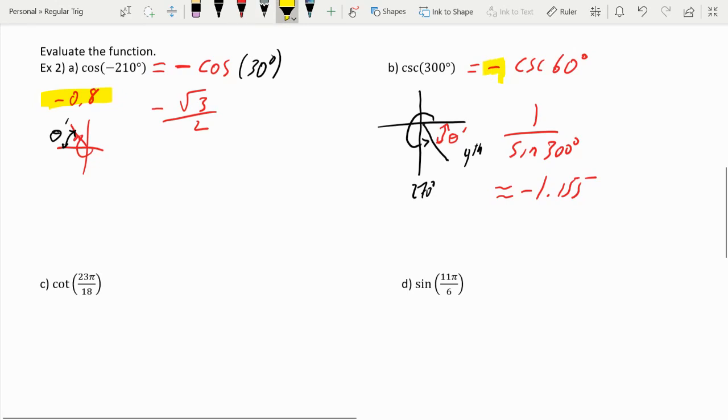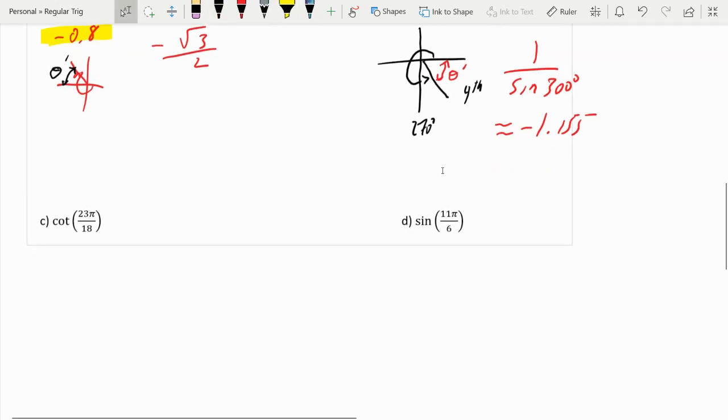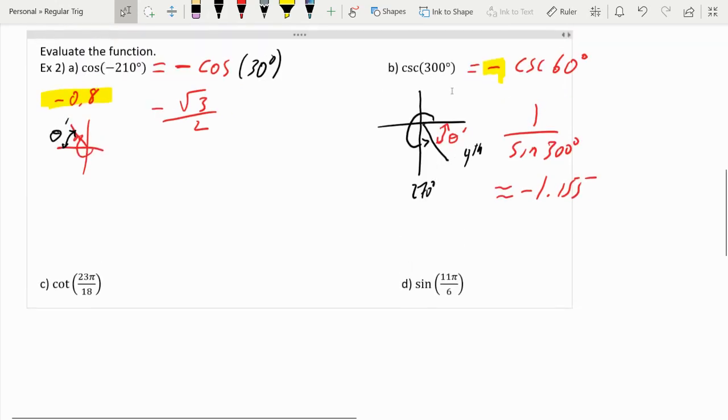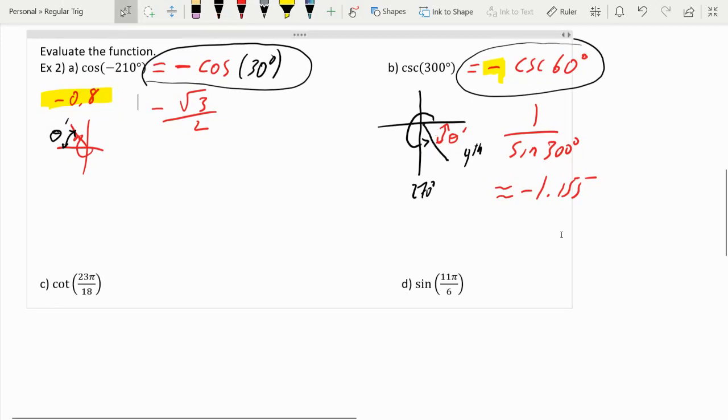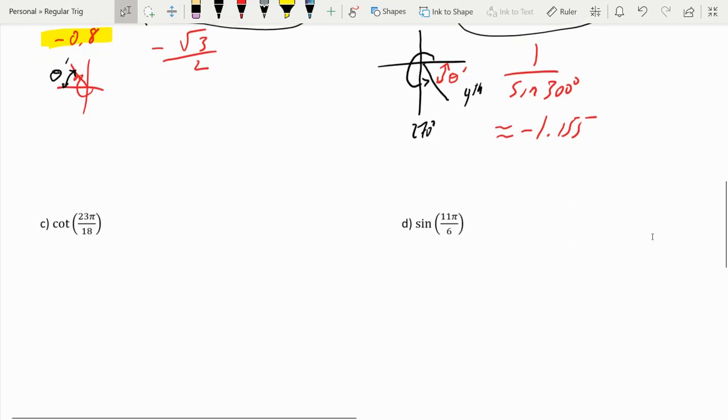With you guys and your technology, it's so much better. You don't have to go through all this nonsense. All this stuff that I'm talking about, you don't have to do that anymore. I'm showing you just so that you understand why we had to do reference angles. That was the reason why I wanted to do this quick lesson.